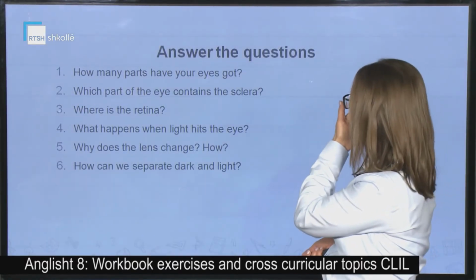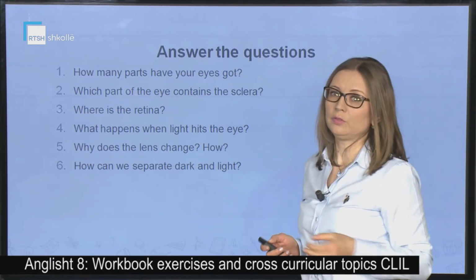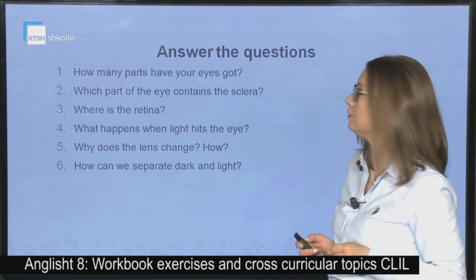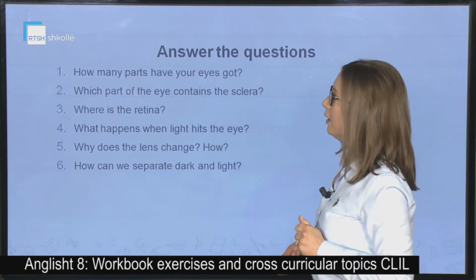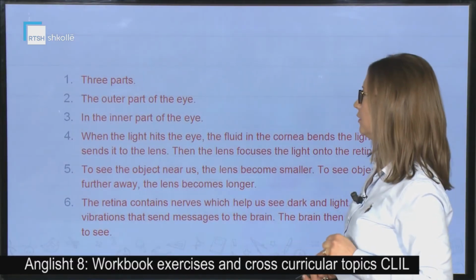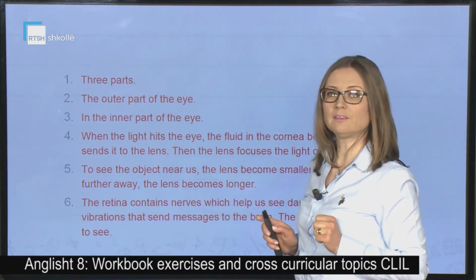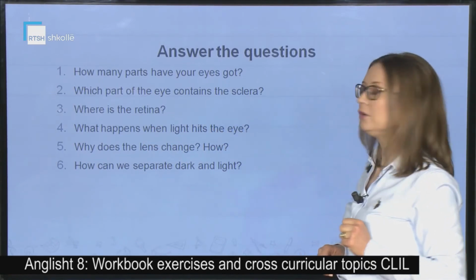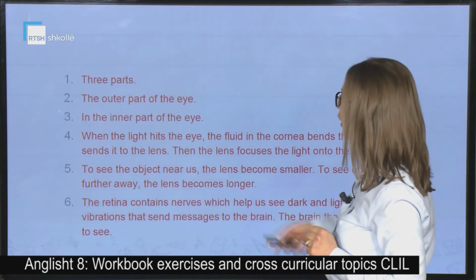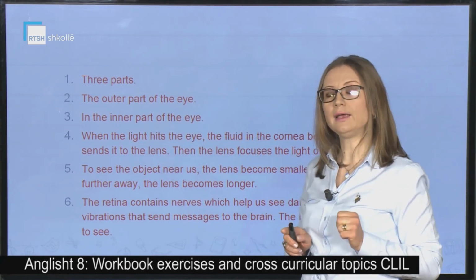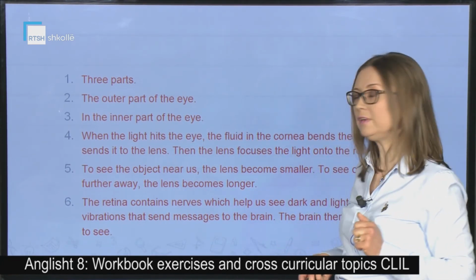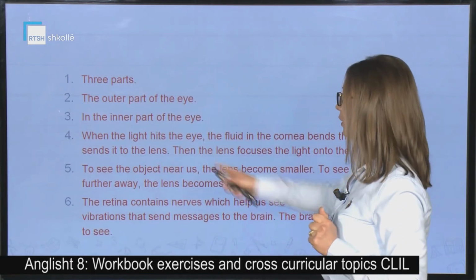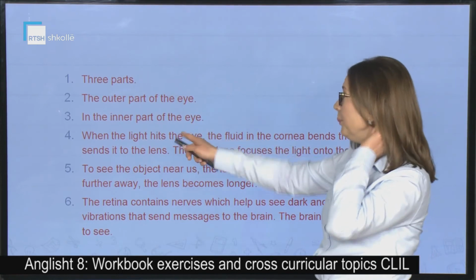So, let's go on with the exercise related to the text by giving answers to the questions. So, the first one, how many parts have your eyes got? 3 parts is the first answer. Which part of the eye contains the sclera? The outer part of the eye. So we find that information in the text. Where is the retina? In the inner part of the eye.